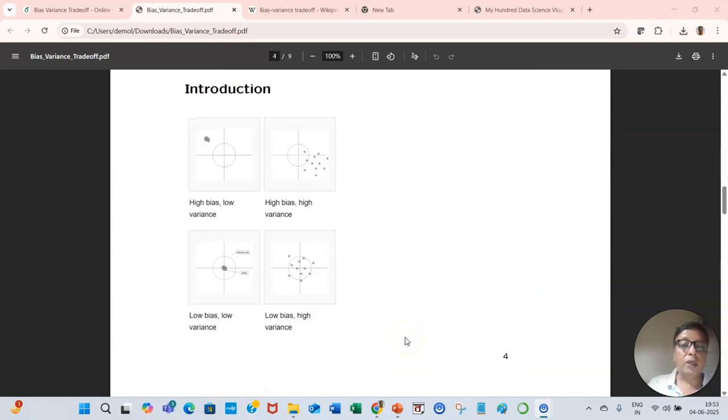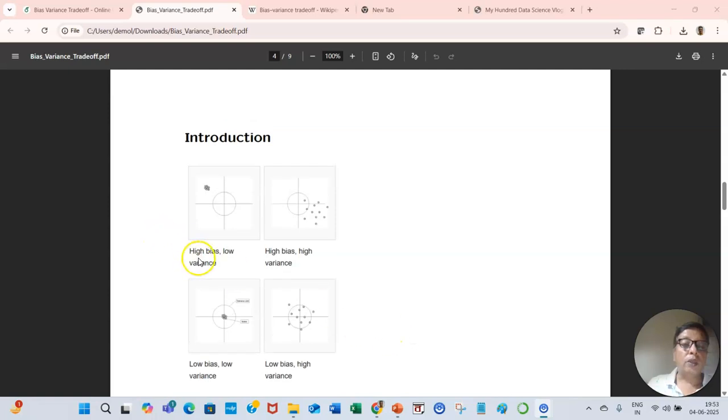So this is a picture with high bias and low variance. The model is missing the actual data. The model is biased. Low variance is the expected situation when the data is centralized as per the model expectation, and the variance is also low.